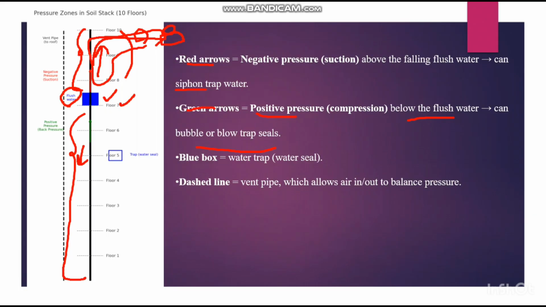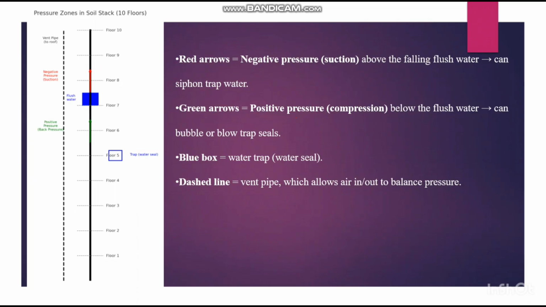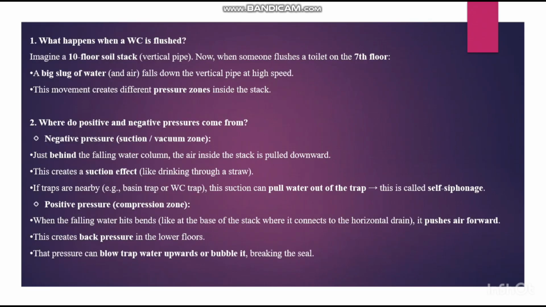Suppose you have one floor trap here. When the positive pressure is happening, it will try to push the floor trap seal. So in both the negative case and the positive case, there is a chance that the floor trap seal will be broken, and there is a chance that the foul gases will be discharged into the room, which will create a foul smell in the room. Then we have the dashed line, that is the vent pipe. This is the dash line, this is the vent pipe. So these are the three different arrangements we have.